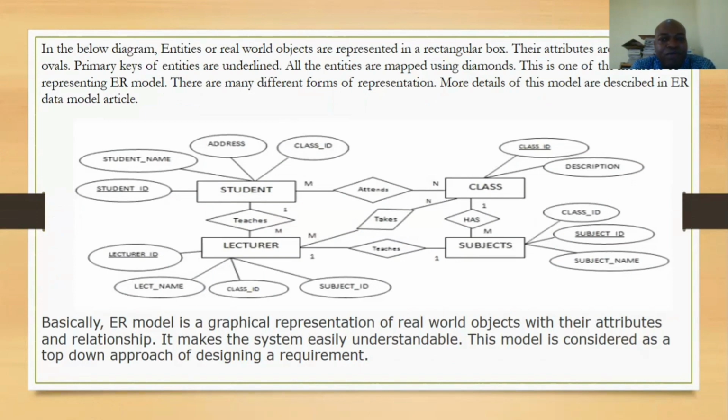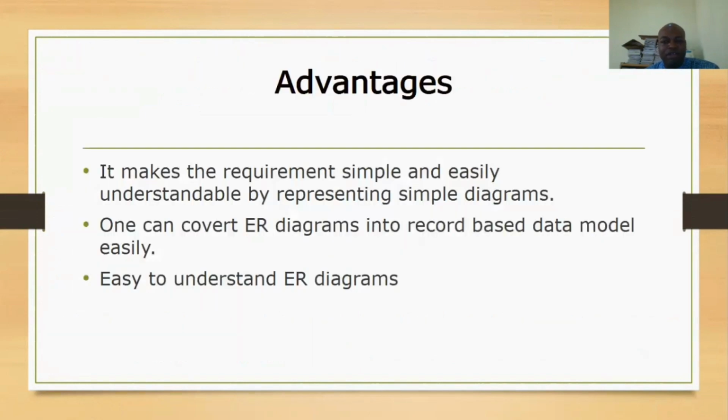There are many different forms of representation. More details of this model can be found in data articles. Basically, the entity relationship model is a graphical representation of a real-world object with its attributes and relationships. It makes the system easily understandable. This model is considered a top-down approach of designing a requirement.